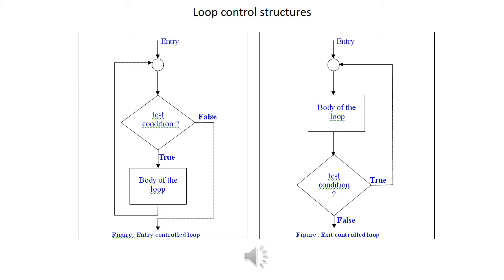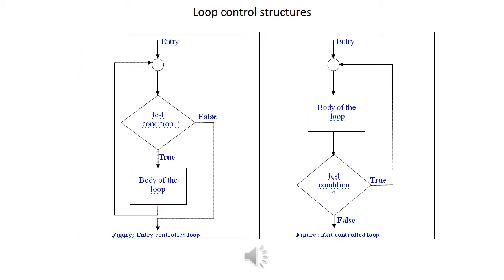In this slide, we will see the loop control structures. Now, loop control structure shows how the control flows in a loop, or how the loop execution is controlled. As per the loop control structure, there are two types of loop: one is the entry control loop and the other is the exit control loop.